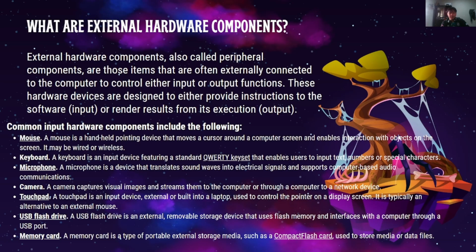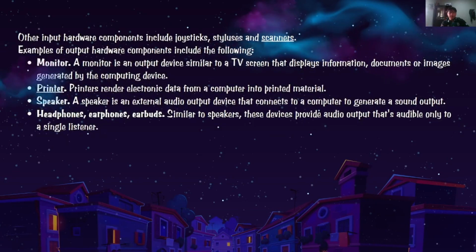A USB flash drive is an external, removable storage device that uses flash memory and interfaces with a computer via a USB port. A memory card is a type of portable external storage media, such as a compact flash card, used to store media or data files. Other input hardware components include joystick, stylus, and scanners.